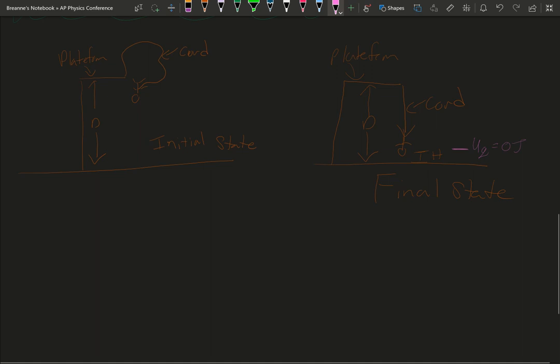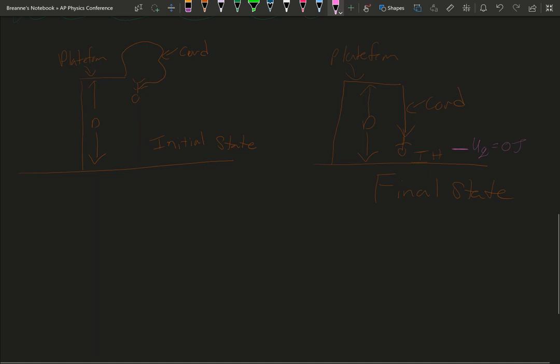Because I had to read it a couple of times. The initial state of the system is shown in figure 1, and the final state of the system is shown in figure 2. Part I: Describe the energy transformation that takes place from the initial state to the final state of the system. For each form of energy, identify the object or system that has that form of energy. Okay.